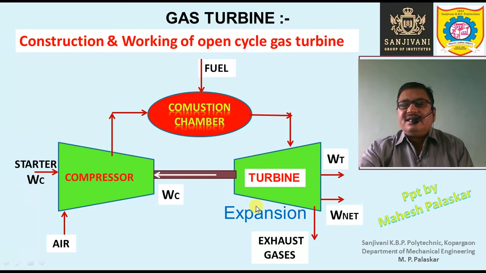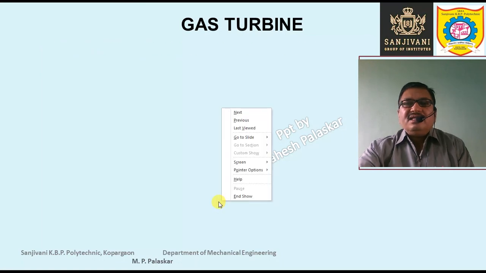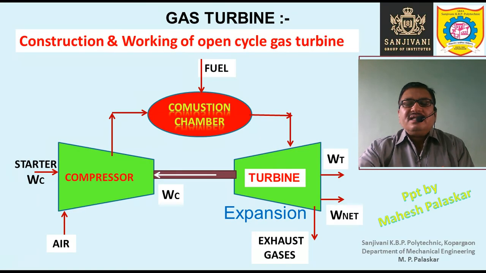The generator is driven by the turbine, and the generator will produce the electric energy. So in this way electricity can be produced by the turbine, or we can also utilize the mechanical power of the turbine for other applications. Our turbine can also be used as a prime mover. So this is nothing but the construction and the working of the gas turbine.